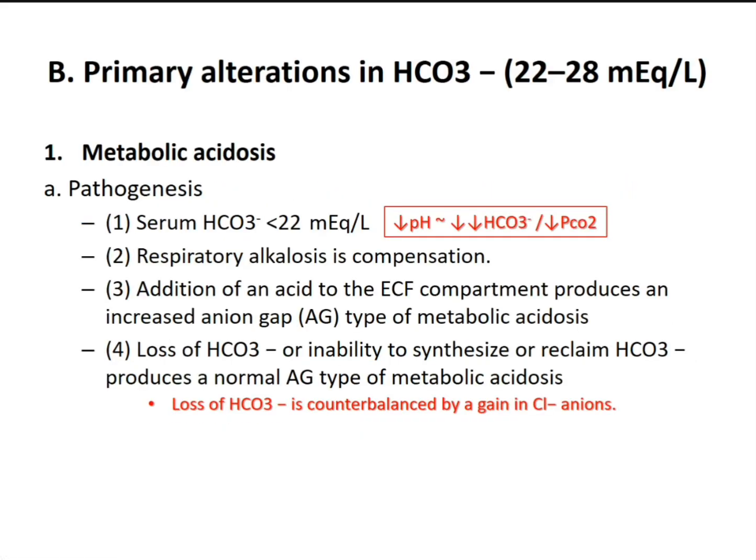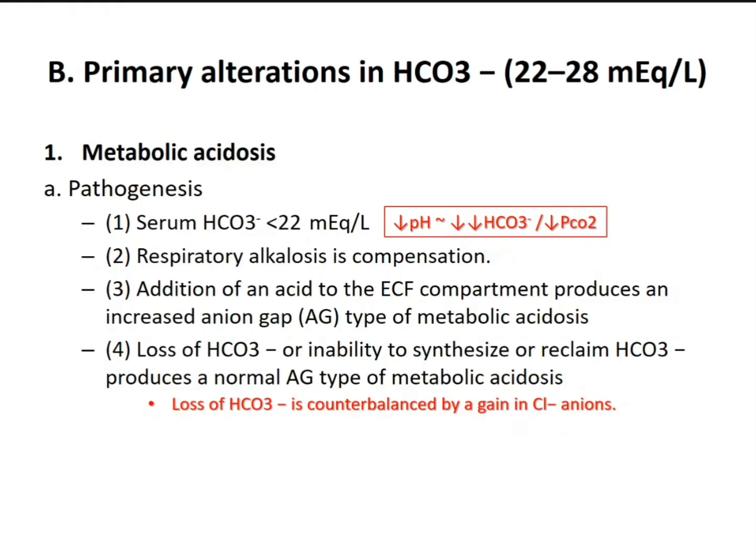The second type is when there's alteration in bicarb. So you're going to see alterations in bicarb with metabolic disorders, with metabolic acidosis making the serum bicarb go down, less than the normal level of 22. So metabolic acidosis means pH has gone down, bicarb has also gone down, and PCO2 is also less. Compensation is respiratory alkalosis. Addition of an acid to the extracellular compartment can produce an anion gap kind of metabolic acidosis, especially seen with salicylate poisoning or some other anion which is there, which is not being measured.